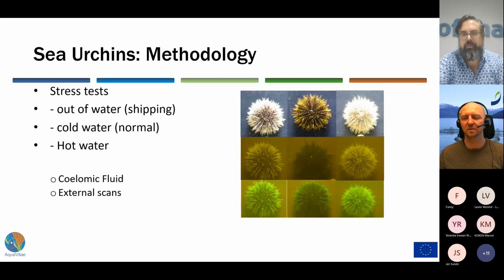There were two types of examinations in full spectrum vision. One was with a fluorospectrometer of the coelomic fluid of the urchins, which was about 2 milliliters taken from each animal, and also external scans of the animals themselves. Here you can see some pictures on the top of urchins in normal white lighting. In the middle, you have just pure UV light, and under those is with royal blue lighting. So the urchins themselves produce a diffuse green fluorescence, which can have some variation between the individuals.